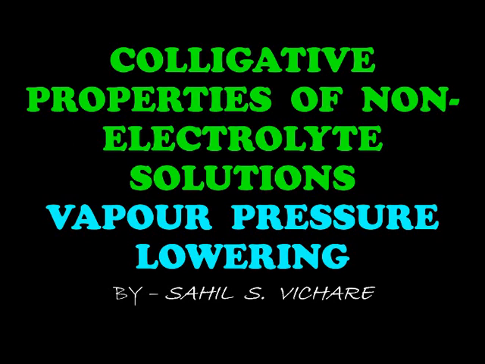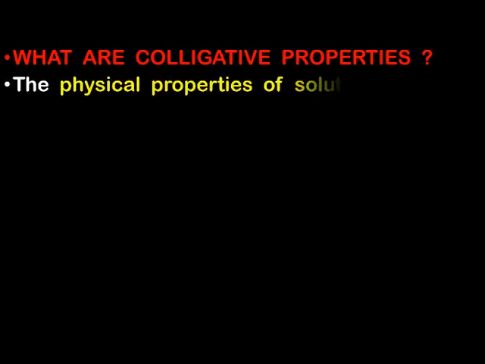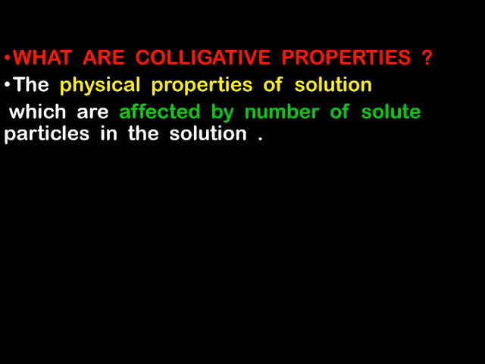So guys, let us start with the colligative properties. Now first of all, what is the meaning of colligative properties? Colligative properties are simply physical properties of solution. They are nothing but the physical properties of solution which are affected by the number of solute particles in the solution. So guys, can I say that if any physical property of a solution gets affected by the number of solute, then that physical property is called a colligative property?